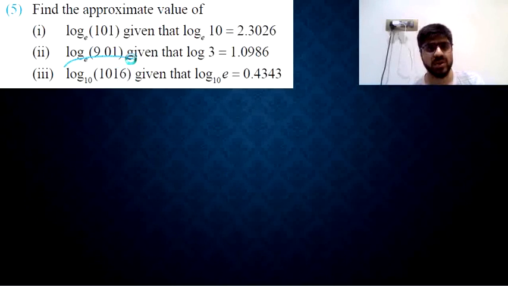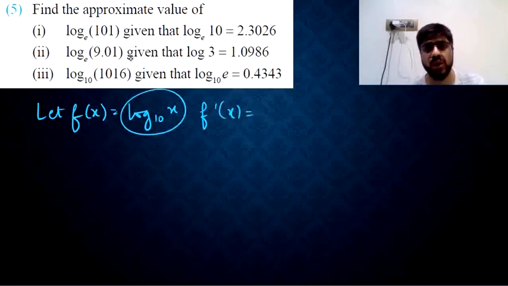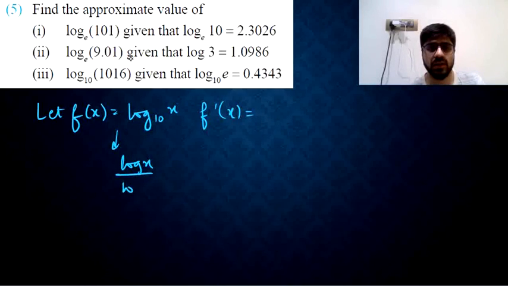Be a bit careful here because you're given log of something to the base 10. So we take f of x as log of x to the base 10. Now while taking a derivative, be careful, okay? It's not a simple 1 upon x. Think of f of x as log x upon log 10. So this log 10 comes out while you're taking a derivative, and the derivative of log x will be 1 upon x. So the derivative here will be 1 upon x log 10.